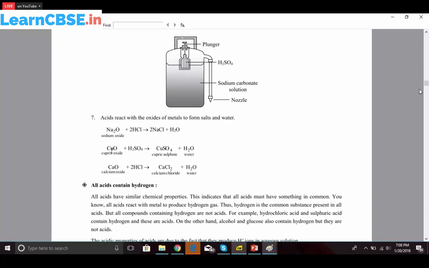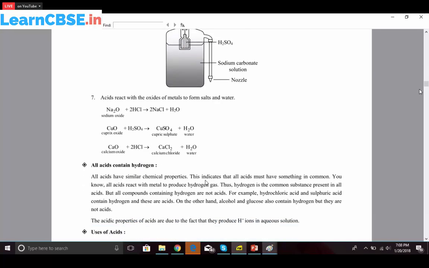Again, the copper oxide. Copper is a metal, so it is a metallic oxide and it's a basic one, which reacts with sulfuric acid and produces copper sulfate, the salt, plus H2O, water. Calcium oxide reacts with the HCl. It produces calcium chloride plus water.